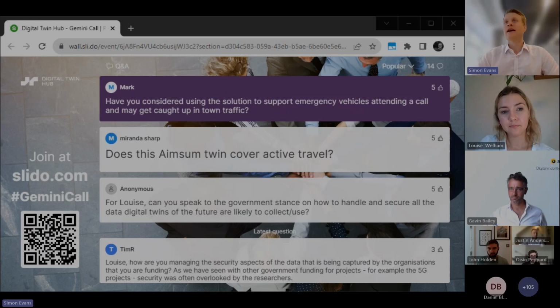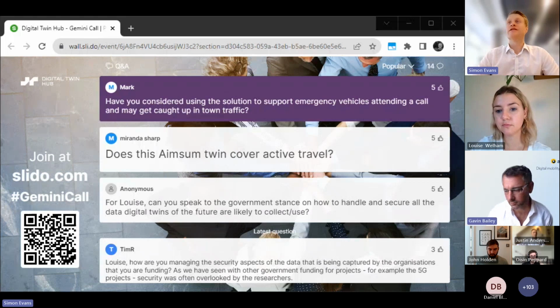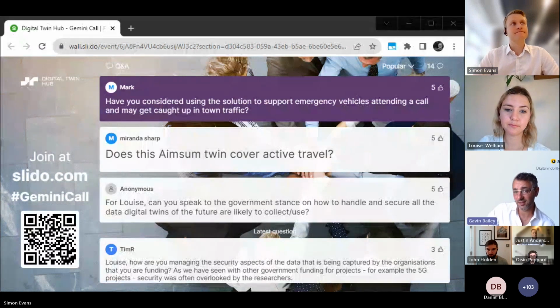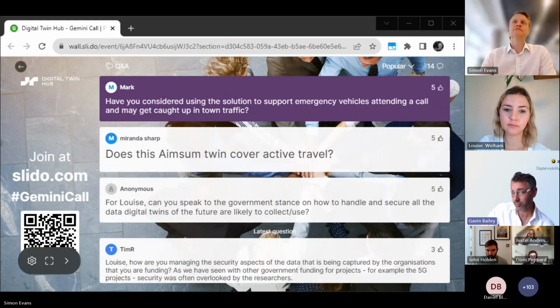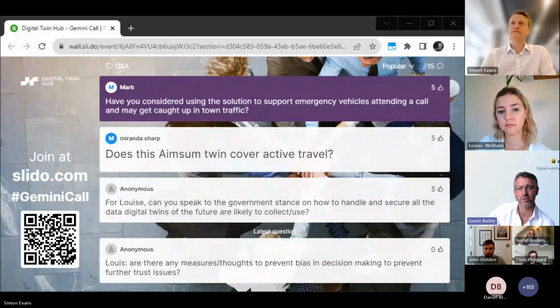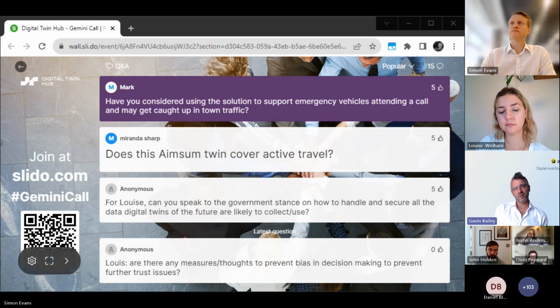Gavin, back to you if you could, please. Have you considered using the solution to support emergency vehicles attending a call that might get caught up in town traffic? We've not actually had an application where we've supported this, but it absolutely could be done. I think due to the nature of emergency vehicles and their needs, it would probably be best deployed in the form of giving them real-time, up-to-date routing information so that they can best plot their path through the system in an efficient manner.